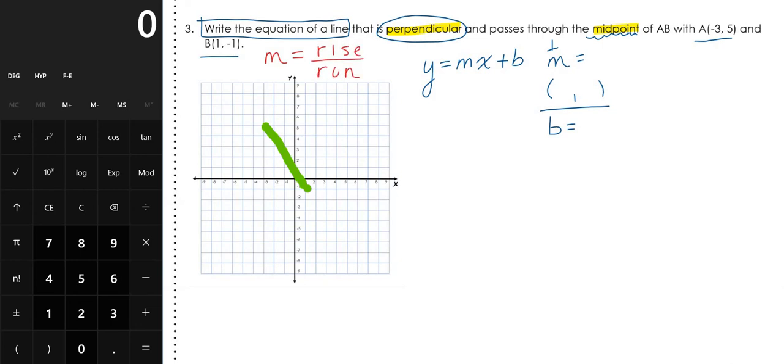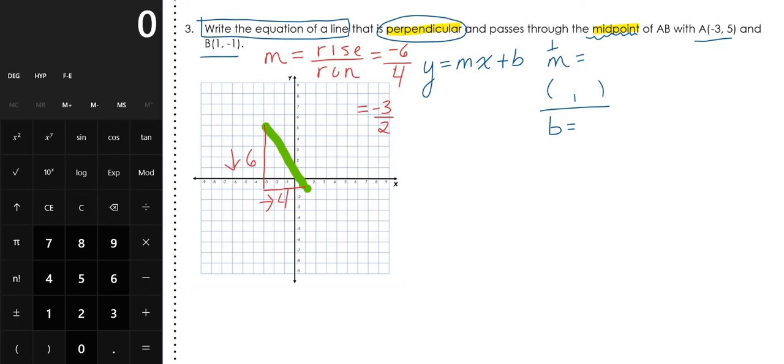Now, I'm starting at 5, and I'm going down to -1. So I've gone down 6. Going down is a negative movement, so -6 is my rise. Then I'm going to go across: 1, 2, 3, 4 boxes across to the right. Going to the right is a positive movement, so my run is +4. Negative 6 over 4 is the slope of this green line segment. However, negative 6 over 4 is not in simplest form, so we need to simplify. If we divide the top and bottom by 2, we get negative 3 over 2. That's the slope of the green line segment.